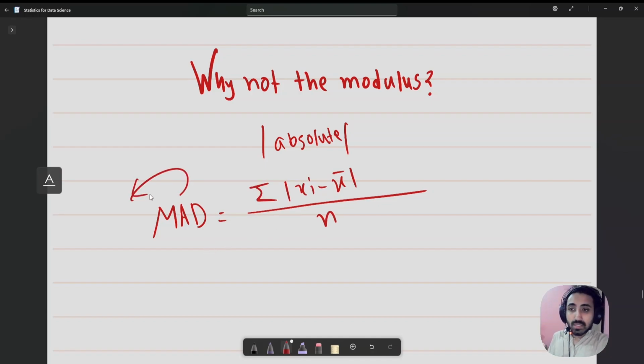So this is not prone to outliers, and variance is prone to outliers as that is squared. If there is an outlier, that will actually give the value so high. So variance is prone to outliers, and this is not prone to outliers.